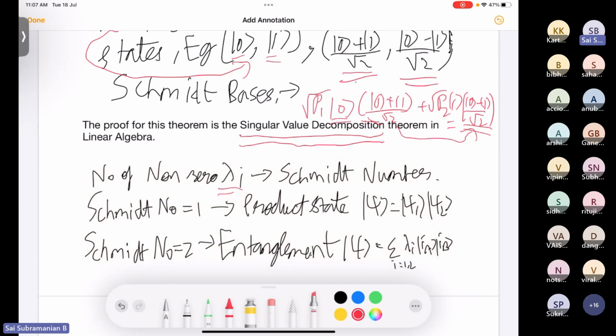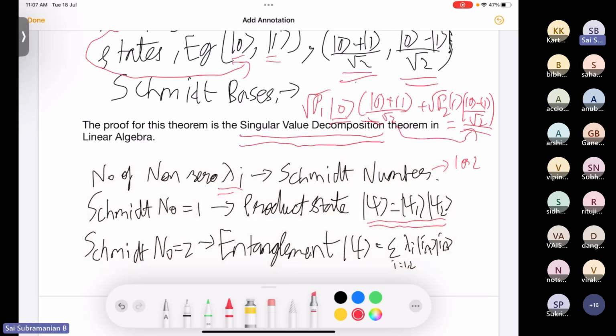So this Schmidt number can be either 1 or 2 because we have P1 and P2. If one of them is 0, it is just 1. If both of them are non-zero, we have 2. If Schmidt number is 1, for example, P2 was 0, we would just have square root of P1 times 0 plus 1 by root 2. That means we have a product state. That means we can write our state psi as psi1, psi2.